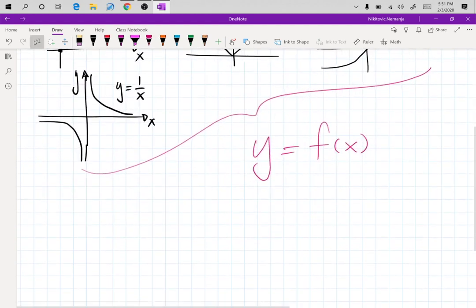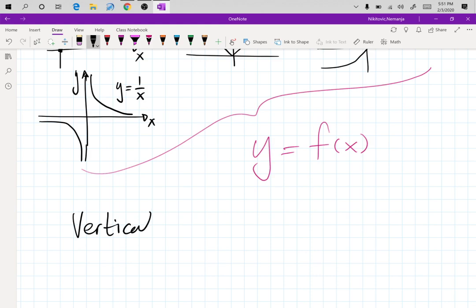The first rule is going to be vertical shift. And that one you get when you take a function and then you add or subtract c.